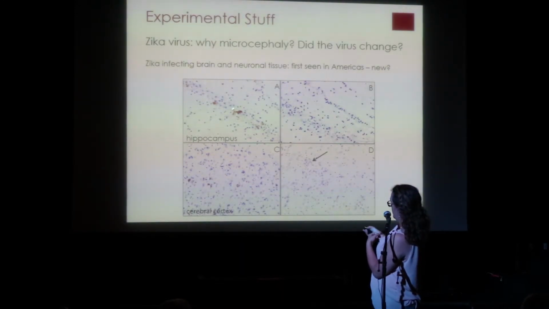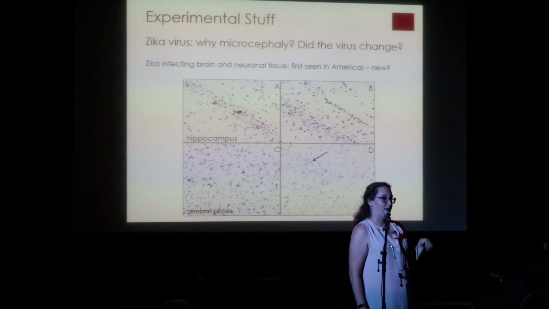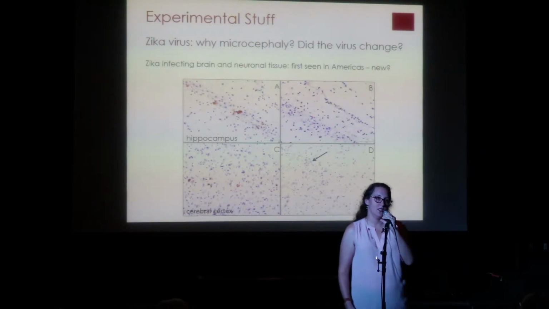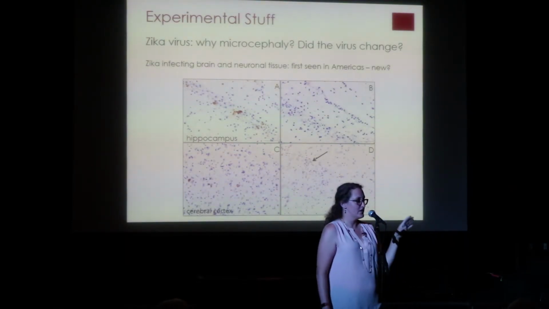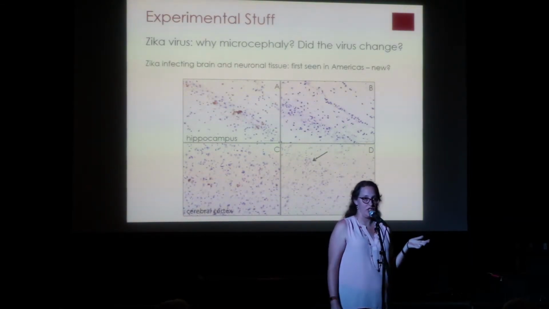These are negative controls that let us know that this is real. So we found that the old strain actually does infect the brain like the new strain. We found a whole bunch of other stuff, but the take-home message was the virus hasn't really changed.